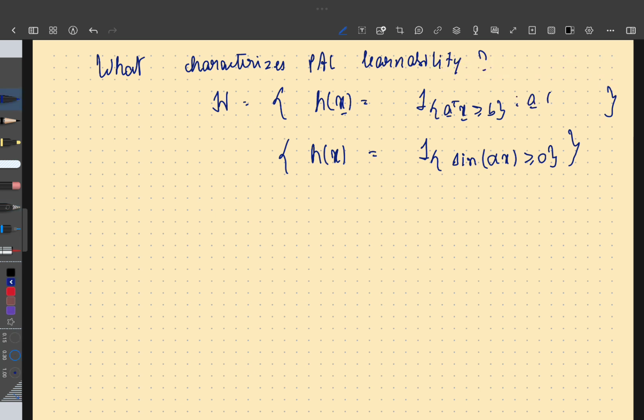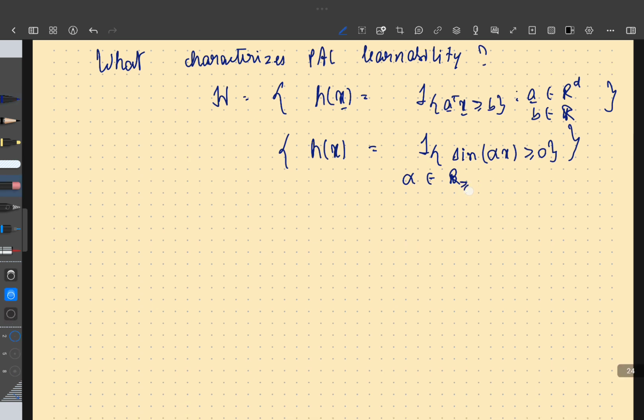So this is A in R to the D and B in R. In this case, I am taking alpha belongs to R, let's say R greater than 0. This is another hypothesis class. In the first case, I have d plus 1 free parameters. That's what I mean when I say free parameters. And in the second case, there is only one free parameter.